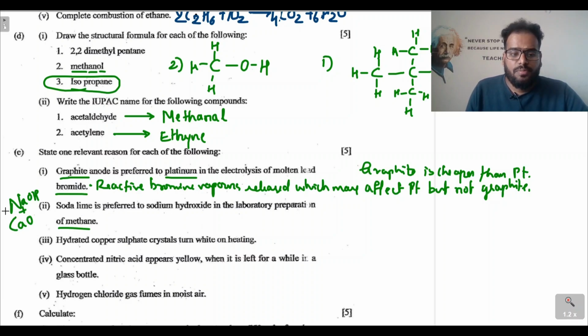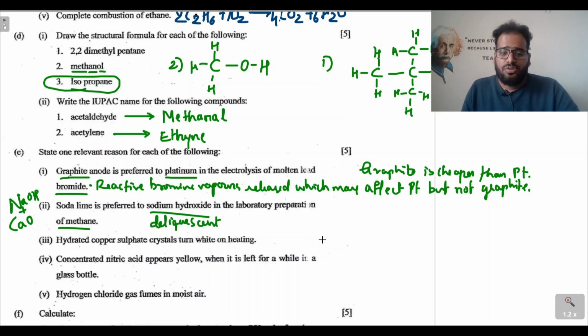Therefore the name soda comes from caustic soda, lime comes from quick lime, CaO. Sodium hydroxide, it is a deliquescent. So you will write sodium hydroxide is deliquescent in nature, whereas soda lime is not deliquescent. That's it. Okay.